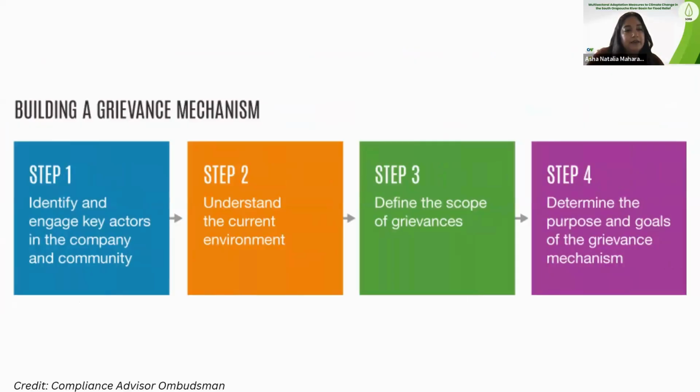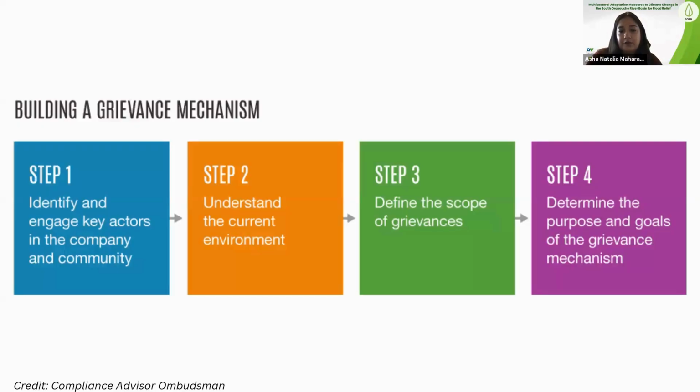So how do we build a GRM? First, we have to identify our key actors in the communities, the companies, whoever we are serving. We need to understand the environment. And then we define the scope of what grievances we might receive, right? So if we're doing an infrastructural project, we know that the grievances we receive might not just be infrastructural damage, but it might also mean that the intended benefits aren't what they're supposed to be, that there might be noise and dust pollution we need to consider, and that would be included in our ESMP as well. But we're thinking about the types of grievances that we might receive and how we can plan for those.